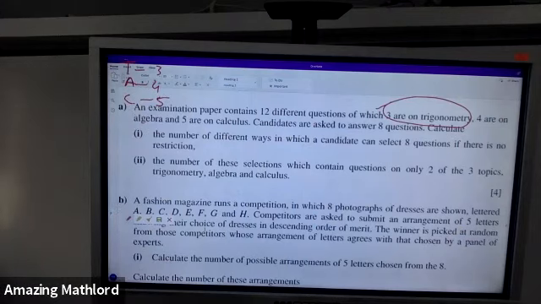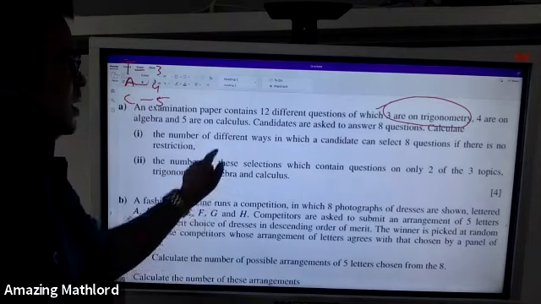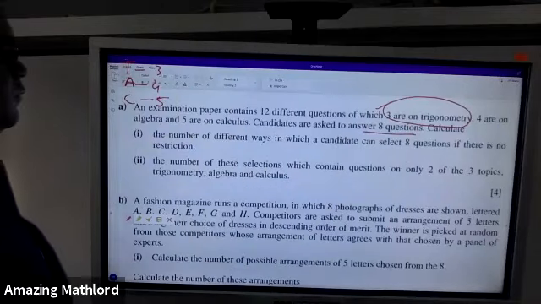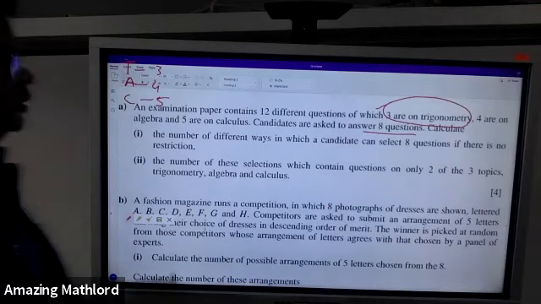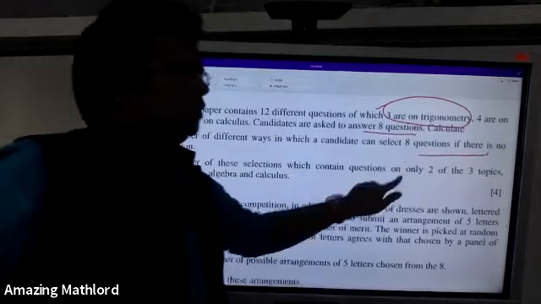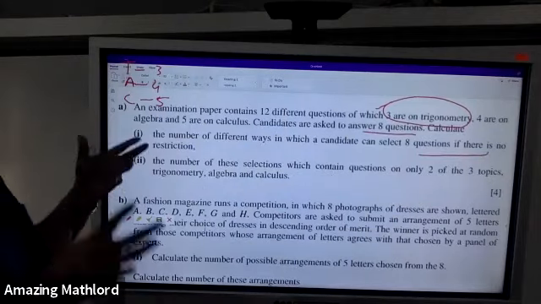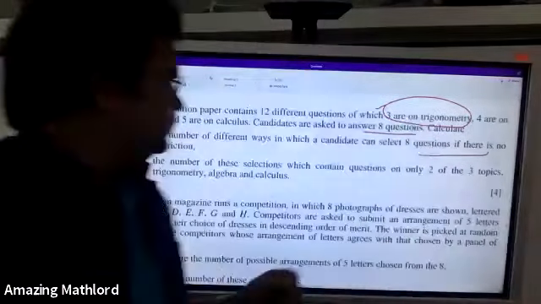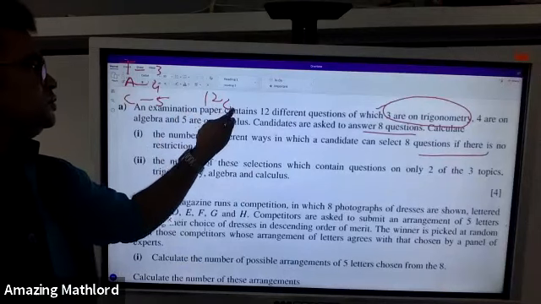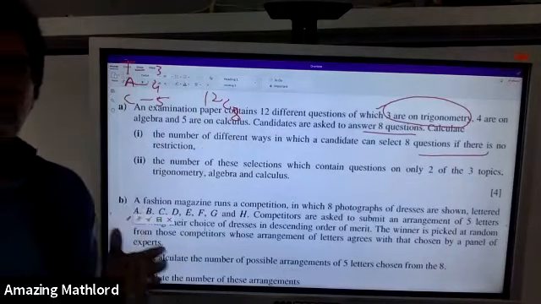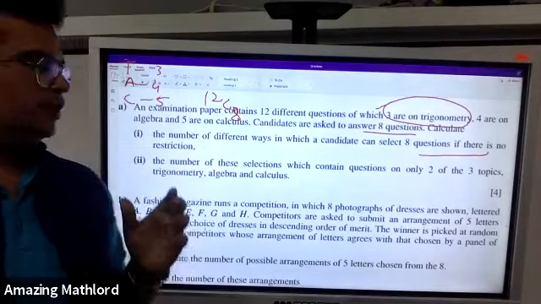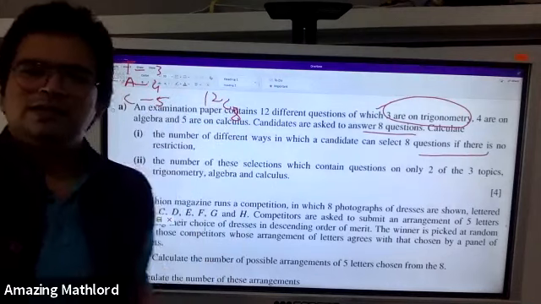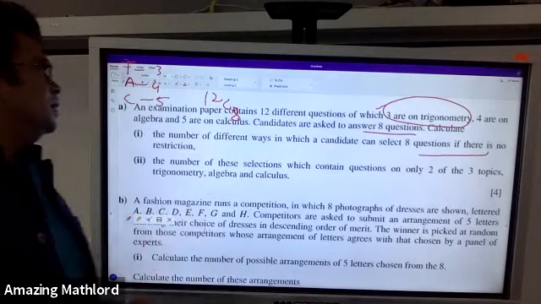Now the candidate has to attempt 8 questions. Find the number of different ways in which a candidate can select 8 questions if there is no restriction. Out of 12 questions, if the person has to select any 8, it will be 12 choose 8. So 12C8 will be the different choices that he can make, out of 12 questions, randomly 8 in any order.